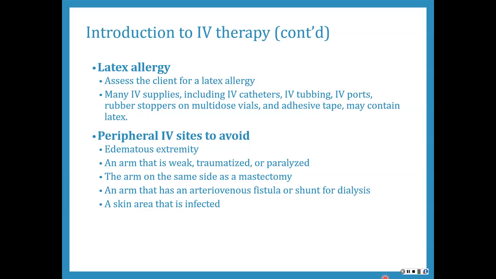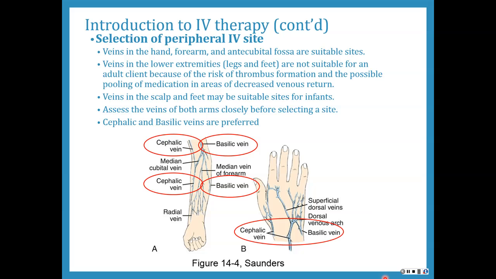So it's not necessarily that we can't use the side that they've had a mastectomy in if it's been a prophylactic mastectomy. It's related to the lymph node involvement. And nine times out of ten, these clients are going to know which arm you can and can't draw blood from or insert an IV in. If you've got a client on dialysis and they have a fistula, we would not want to use that arm. And if there's any type of infection, we also would pick a different site.